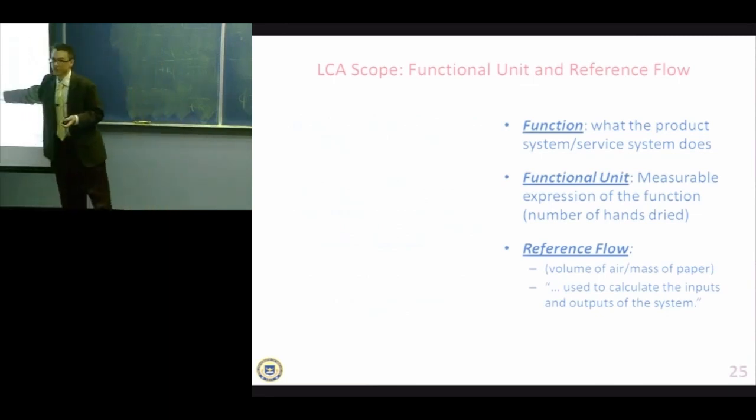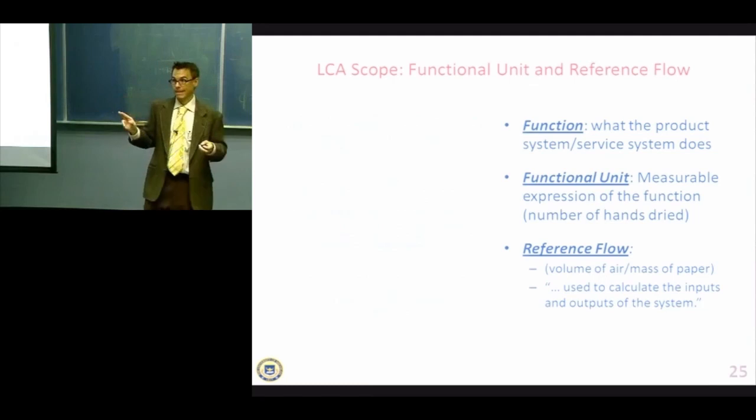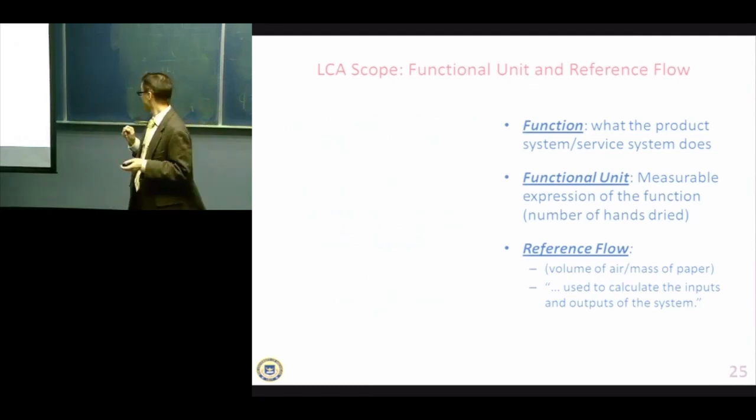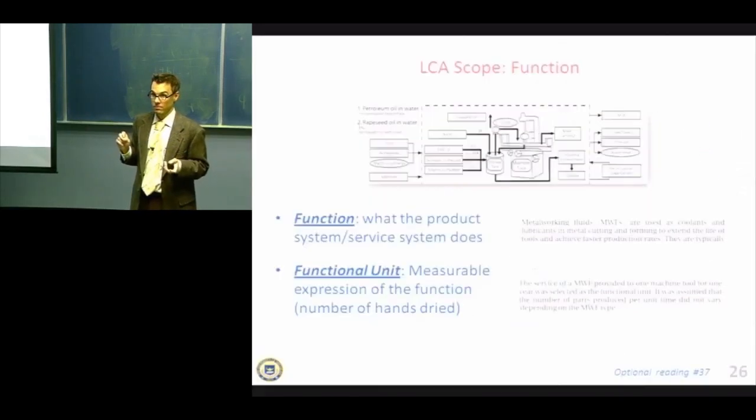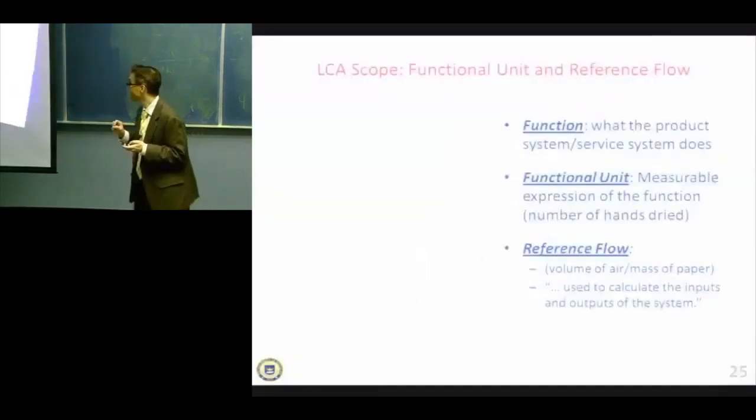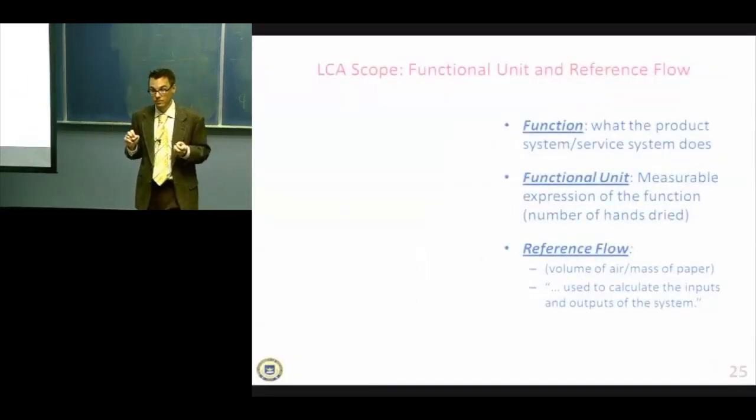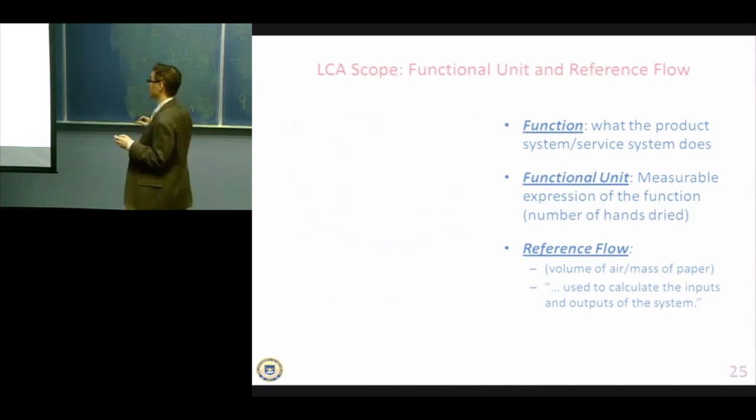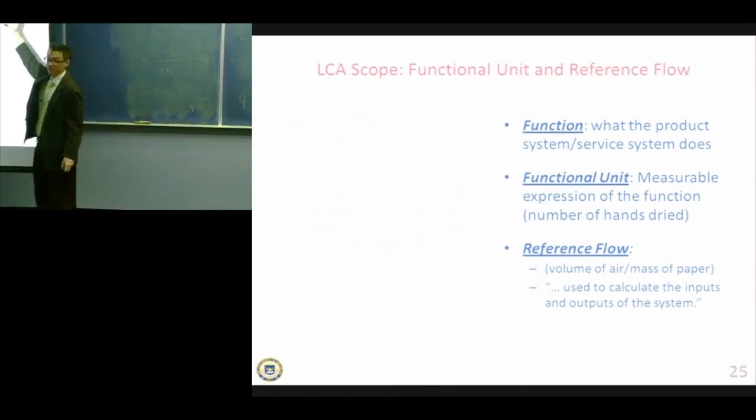Function, functional unit, reference flow. Questions? Is it clear? Is the reference flow always, does it always correspond to the functional unit, like volume of air per hand, mass of paper per hand? It has to, yes. Having a reference flow that's unrelated to the functional unit doesn't make sense. That's a poorly defined reference flow, and that would be a fatal flaw in an LCA.